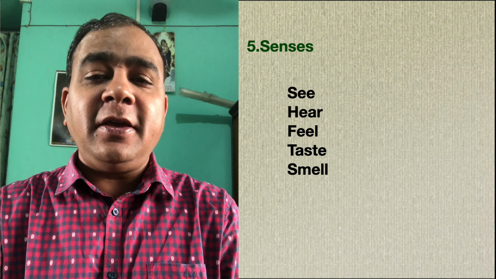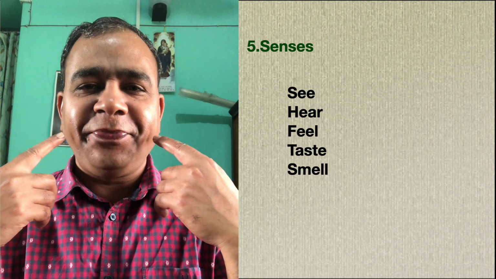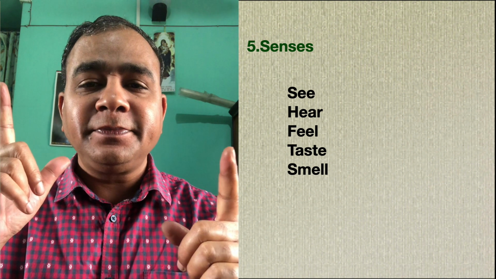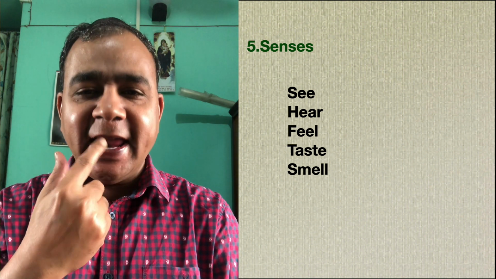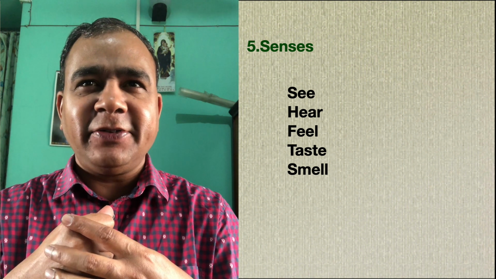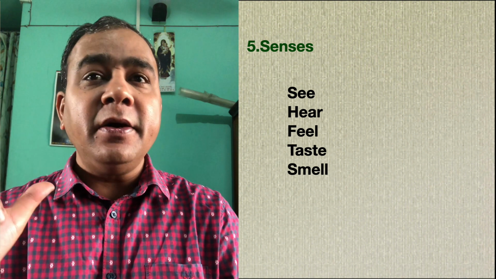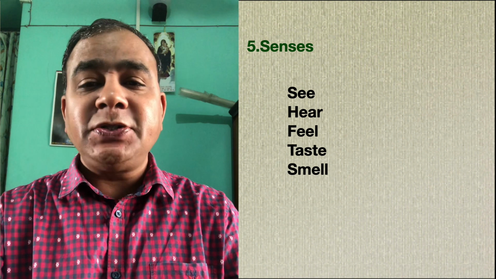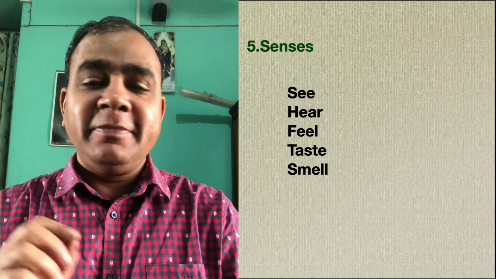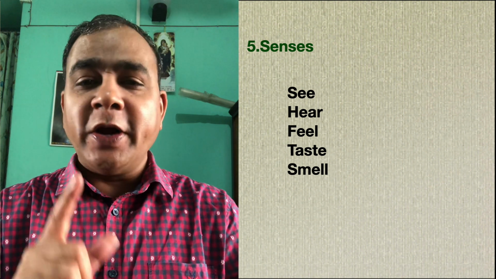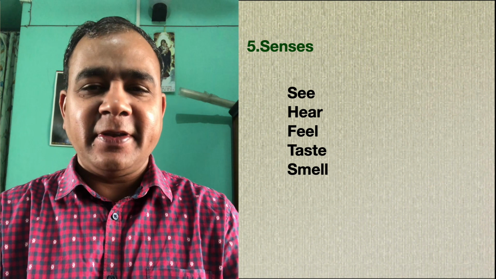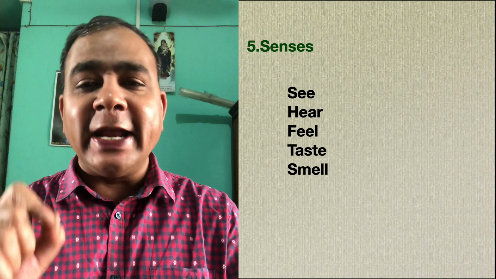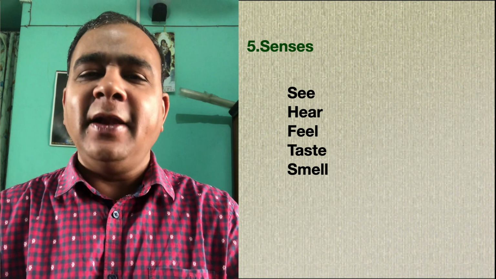The fifth category is connected with our senses. What are our senses? Eyes see, hear, smell, taste, touch. Okay. So see, hear, feel, taste, smell. These are also stative verbs. But you need to know one information, especially these verbs. The verbs connected to senses can be used as dynamic verbs also. We will see that little later on.